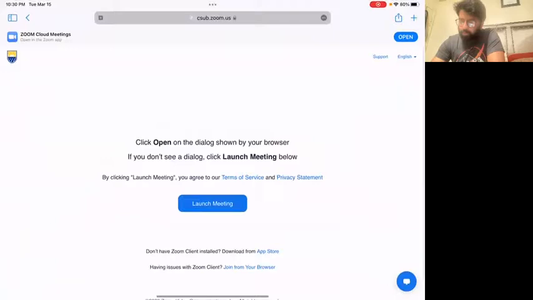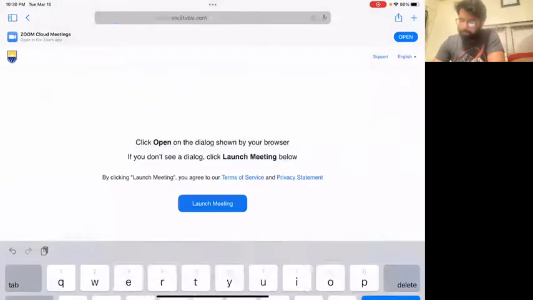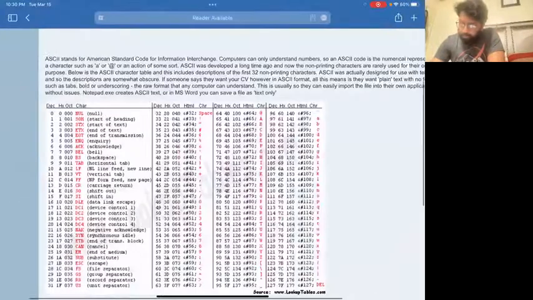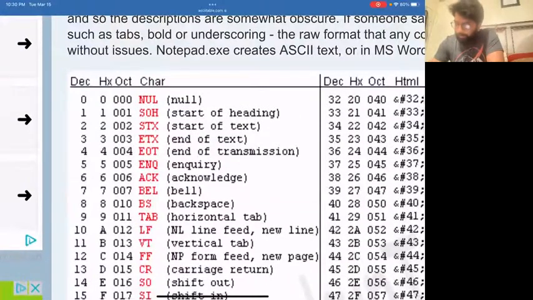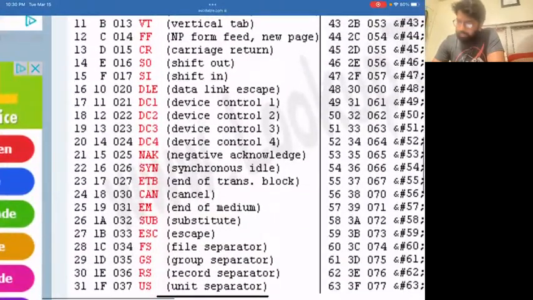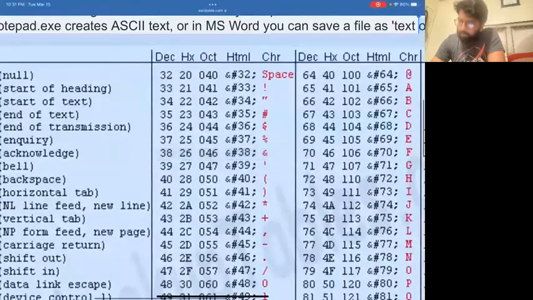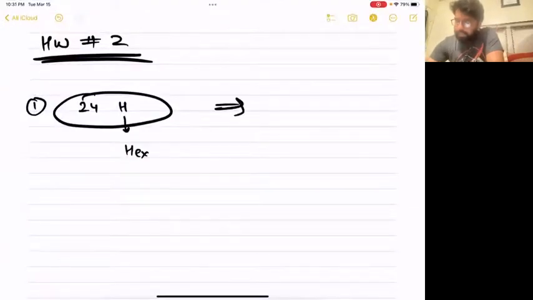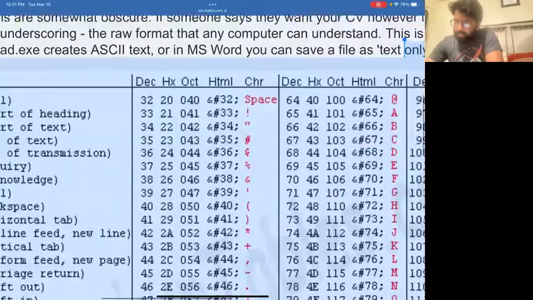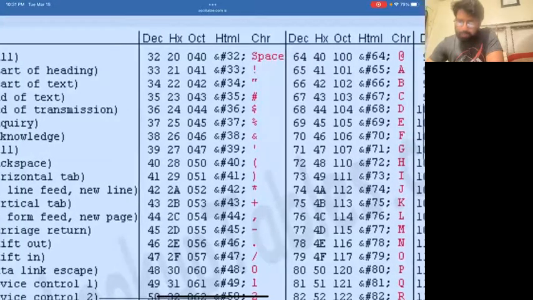We can just go to Google and find an ASCII table. Look at here, there are decimals, hexadecimals, and so on. We're looking for hex 24, which is right over here. That corresponds to a dollar sign. So 24 hex is a dollar sign. Again, I used the ASCII table to figure that one out.